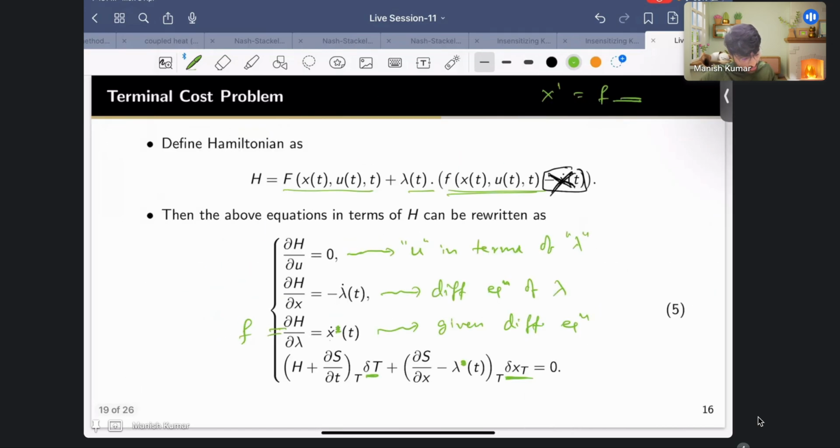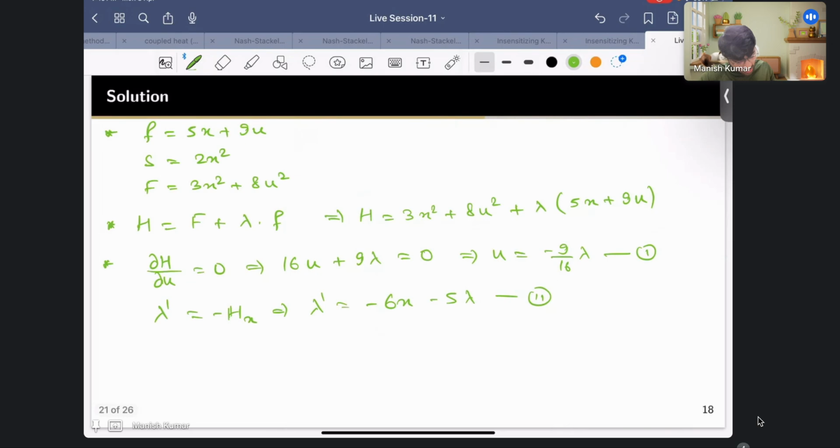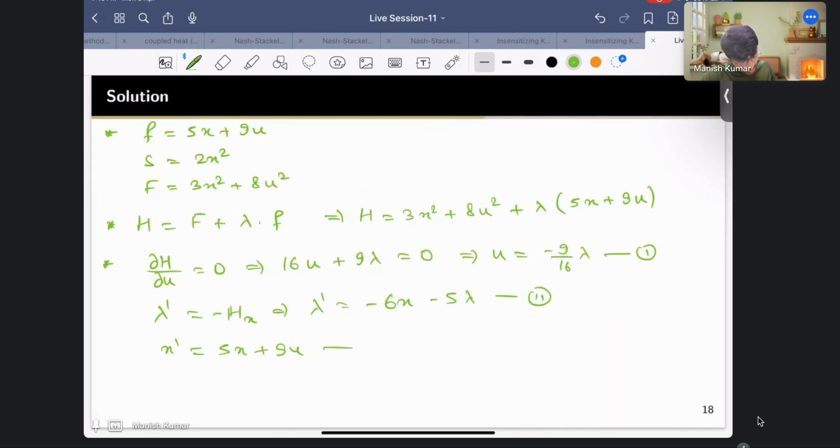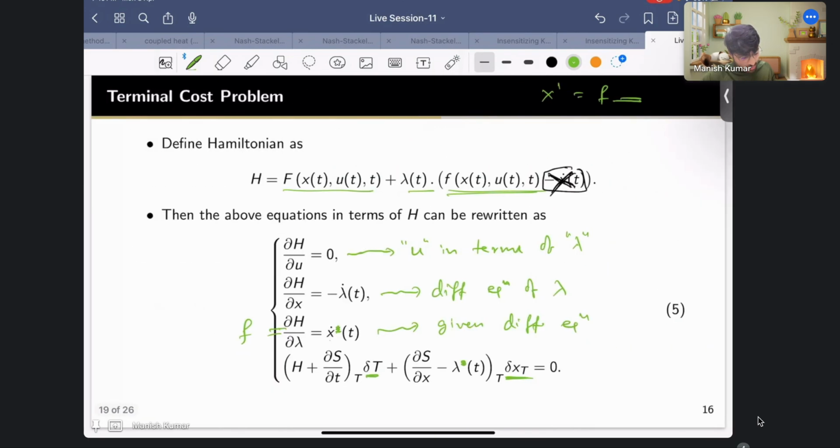If we look at the third one, it's just the given equation. x prime is h lambda, which is f. So x prime equals 5x plus 9u, the given equation. So this is the third one. Now the fourth one is this one.